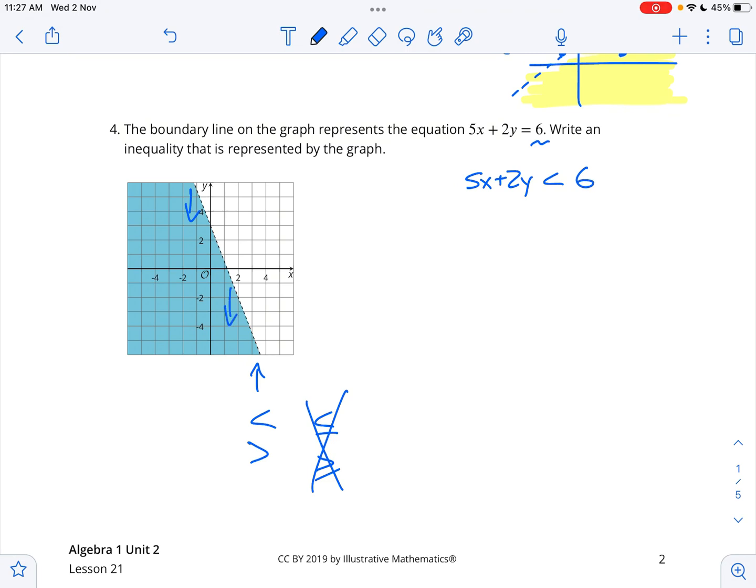And if you're not sure, just pick a point. I always like to pick the origin, 0, 0. And let's double check. Is 0, 0 part of the solution? Well, 5 times 0 plus 2 times 0, is that less than 6? Sure is, because I get 0 plus 0, which is less than 6. So this would be the inequality for that particular graph.